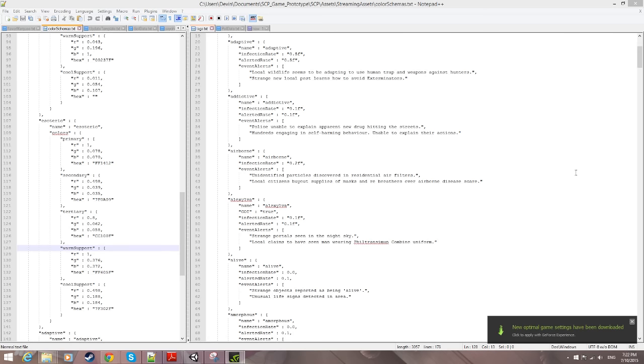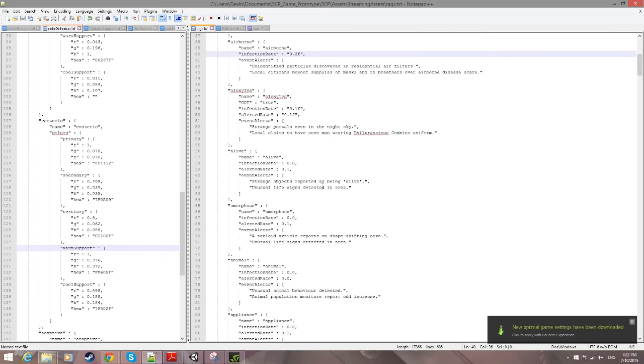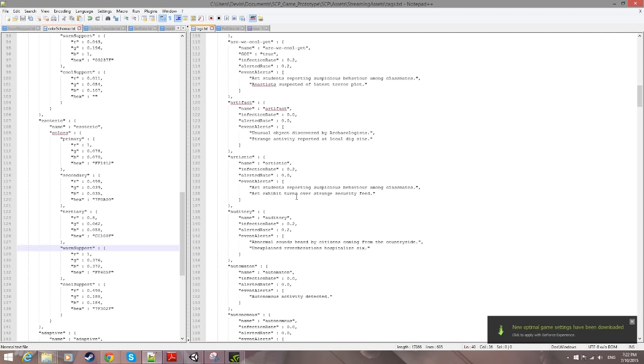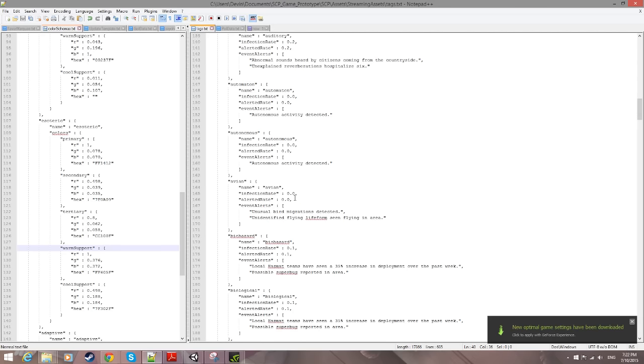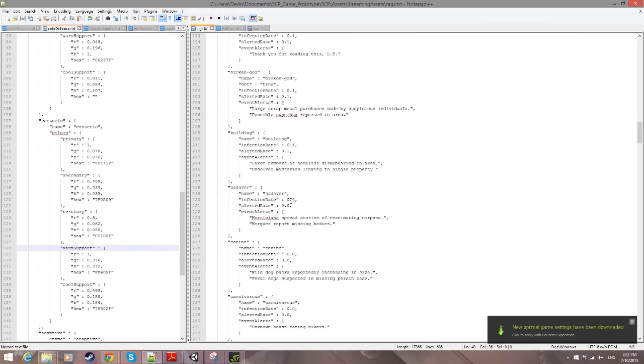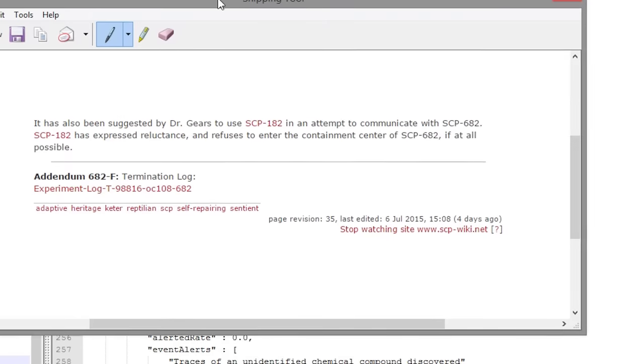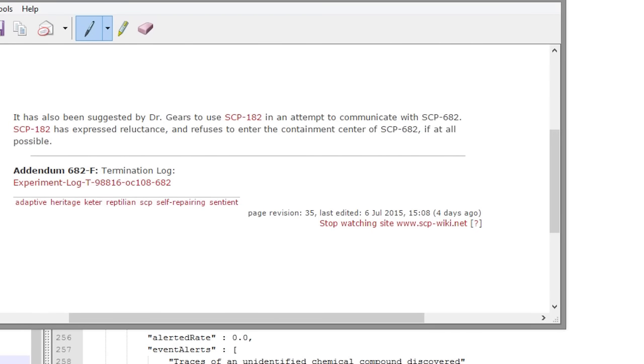See, every article on the website has tags on the bottom of the page. And these tags are meant to make the articles easily searchable on the wiki. However, they end up being a very nice classification of what kind of content is in the article. So, for example, let's look at 682. If we pull this over here, you can see that on the bottom of the 682 article, it says that it's adaptive, it's a heritage article, Keter, reptilian, SCP, self-repairing, sentient.